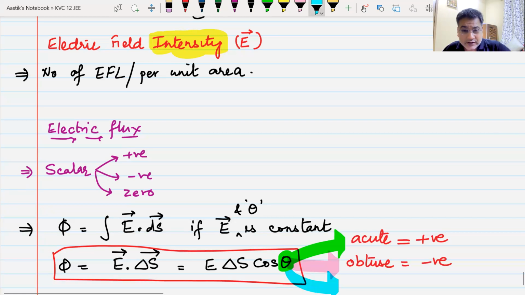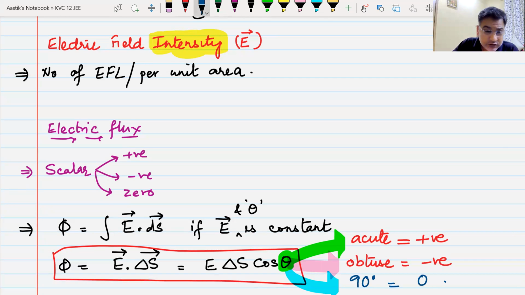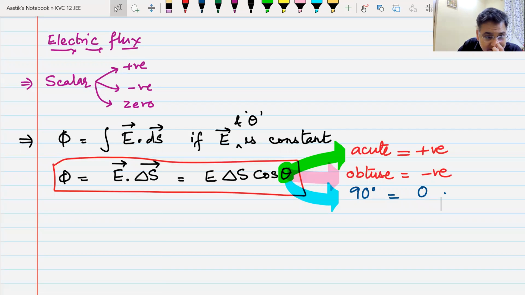When the area vector and your field are perpendicular, at right angles, then your flux is zero. Even though there is an electric field, even though there is an area vector, your flux can still be zero if the angle between the electric field and your area vector is 90 degrees. Do we understand this? Yes, sir.